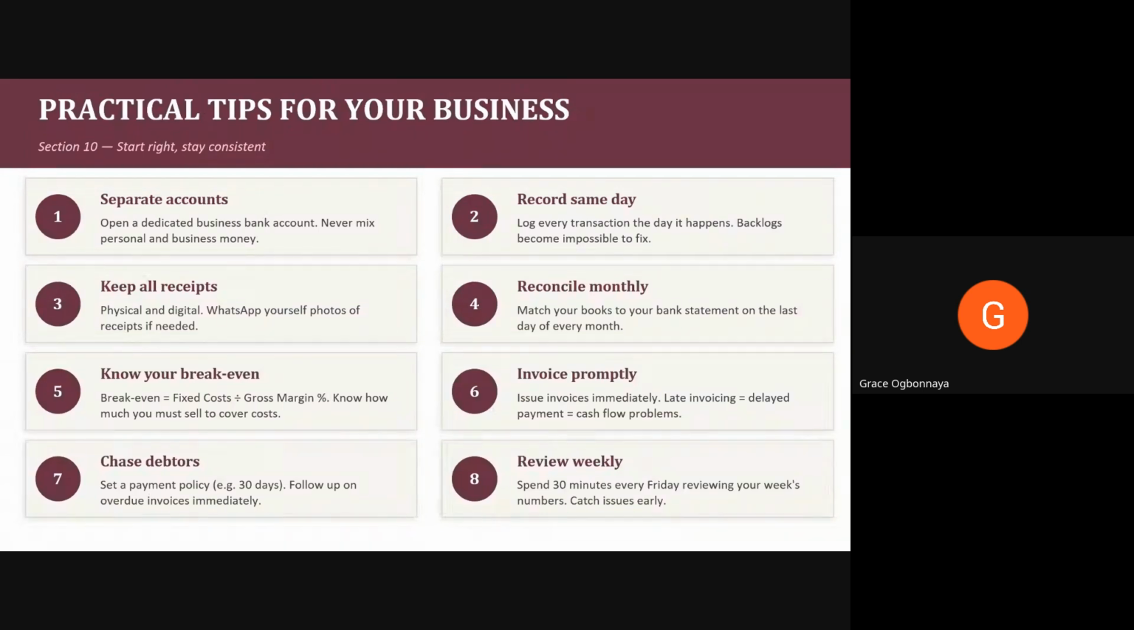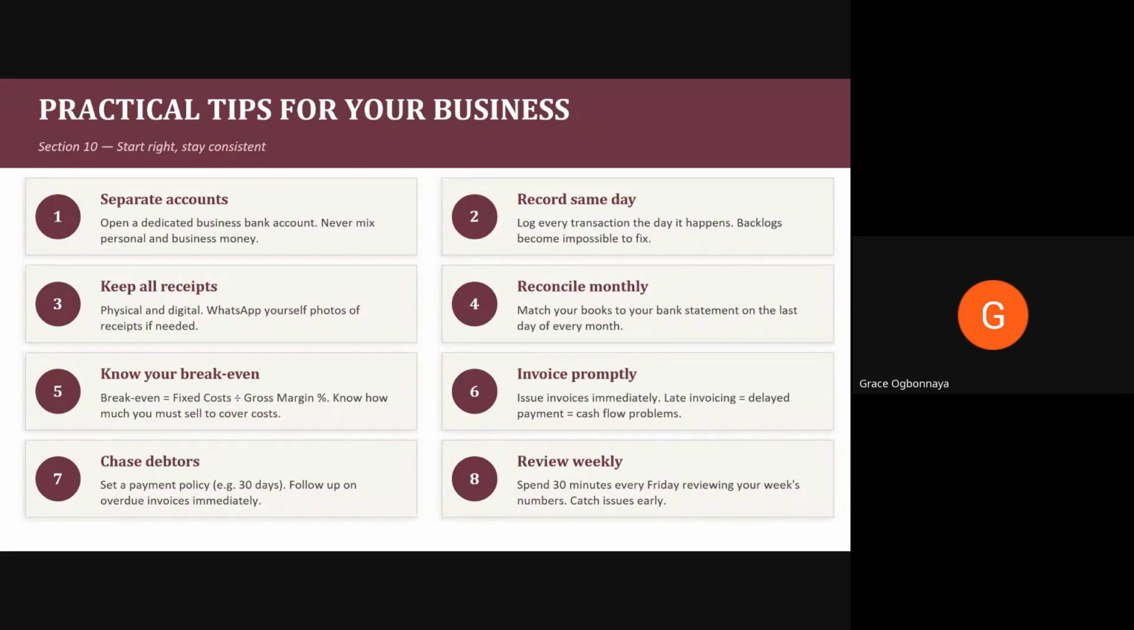business. Know your break even. Know how much you need to sell or produce that will cover the costs of your business and that you still make profit. Know it. Know your break even. Break even is equal to fixed cost divided by gross margin percent. Know how much you must sell to cover your cost.